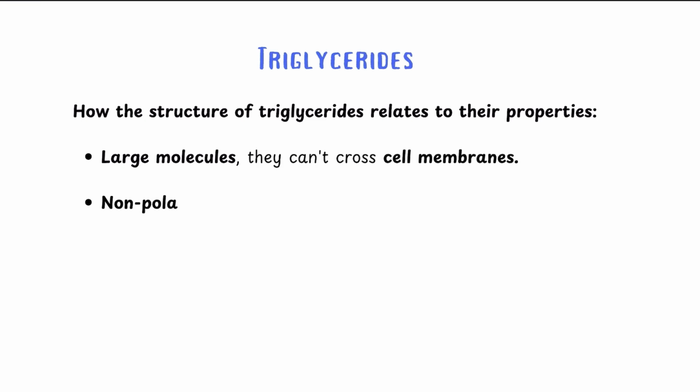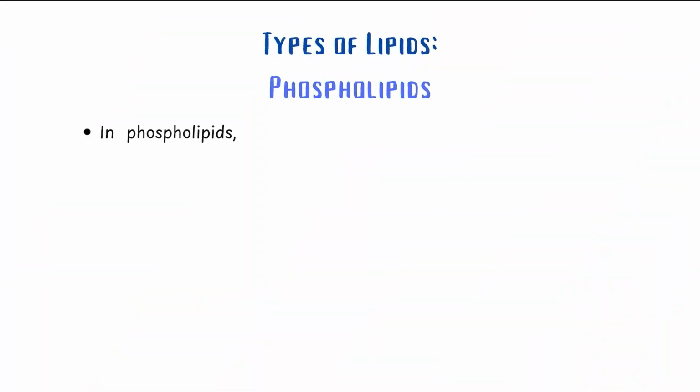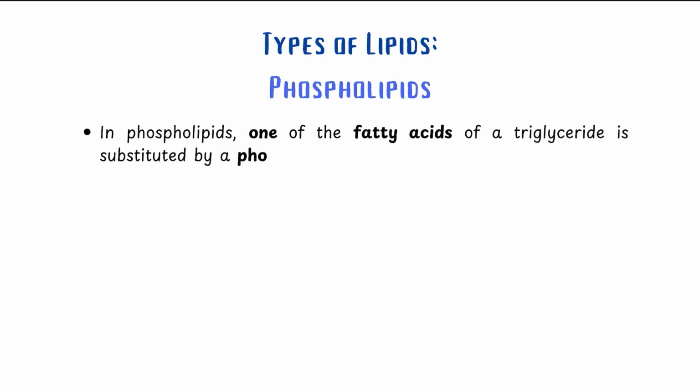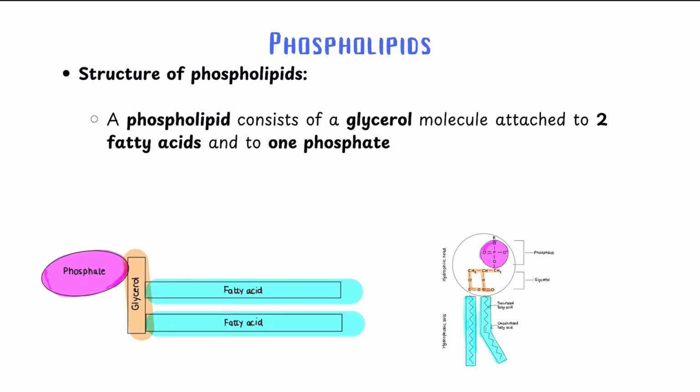Triglycerides are also non-polar, which means they are insoluble in water, therefore, they do not affect the water potential of a cell. In phospholipids, one of the fatty acids of a triglyceride is substituted by a phosphate-containing group. Given that, a phospholipid consists of a glycerol molecule attached to 2 fatty acids and to 1 phosphate group.